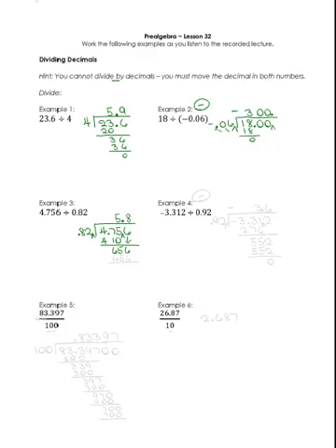8 times 2, 16. Carry my 1. 8 times 8, 64 plus 1 is 65. And that's exactly the number I needed. My answer, the decimal was already placed, is 5.8.